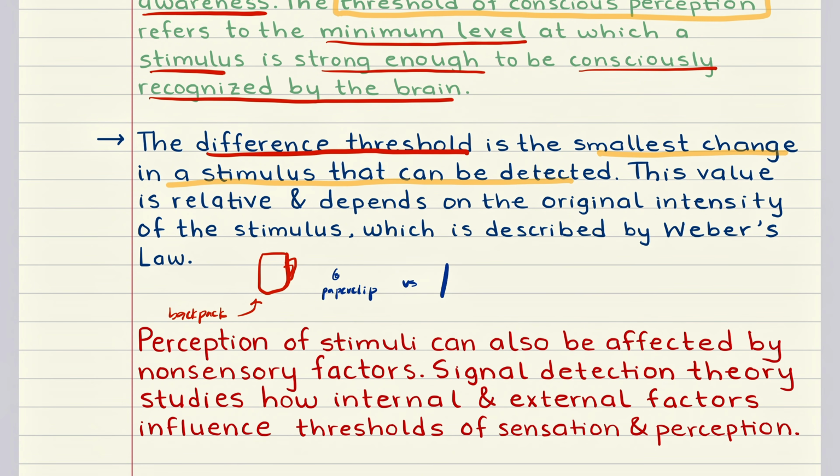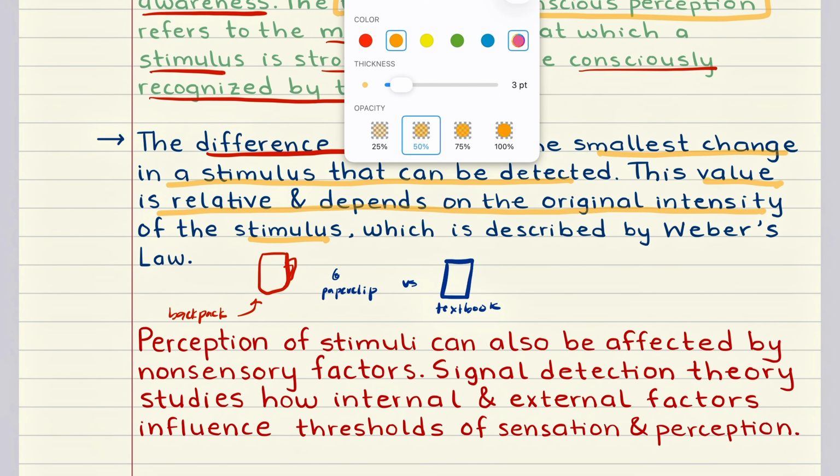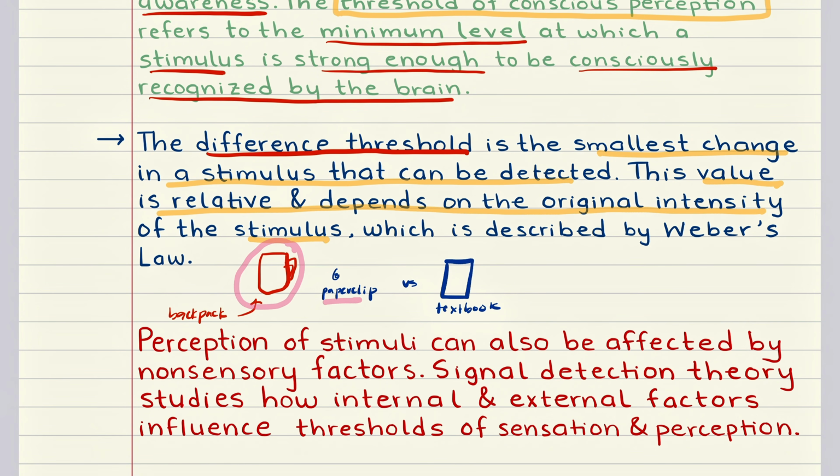What makes the difference threshold interesting is that it's not a fixed amount. It depends on the intensity of the original stimulus. If you're holding something very light, then a small added weight can still be noticeable. But if you're already carrying something very, very heavy, then a small added weight might not be noticeable at all. And this relationship is described by Weber's law.